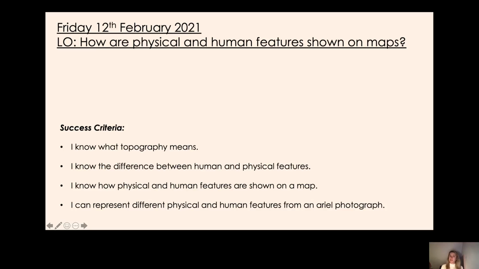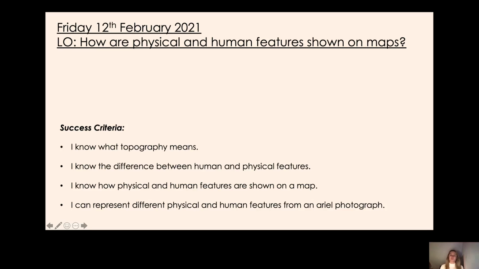Now, by the end of the lesson, you'll know what the word topography means, okay? Don't worry if you don't know what it means yet, because we're going to be looking at it together in a little while. You will also know the difference between human and physical features, and you'll know how these features are shown on a map. Now, I know we've done a little bit of work on human and physical features in the past, but we're going to build on that today. And by the end of the lesson, you will even be able to create your own map from an aerial photograph using the different ways in which physical and human features are shown.